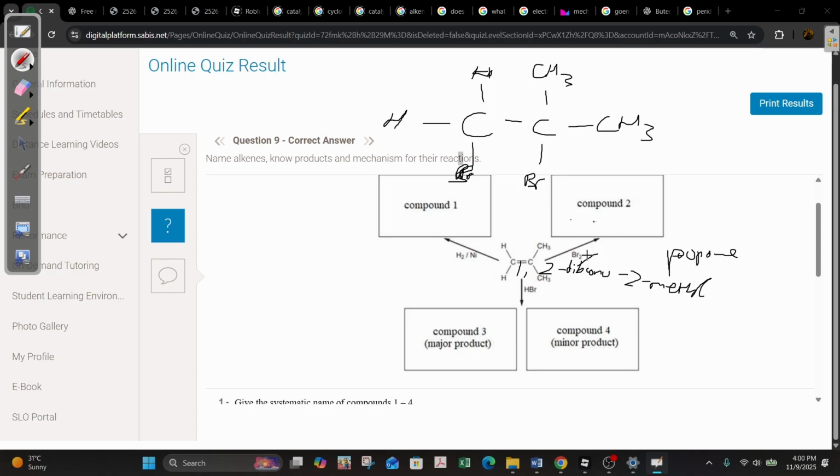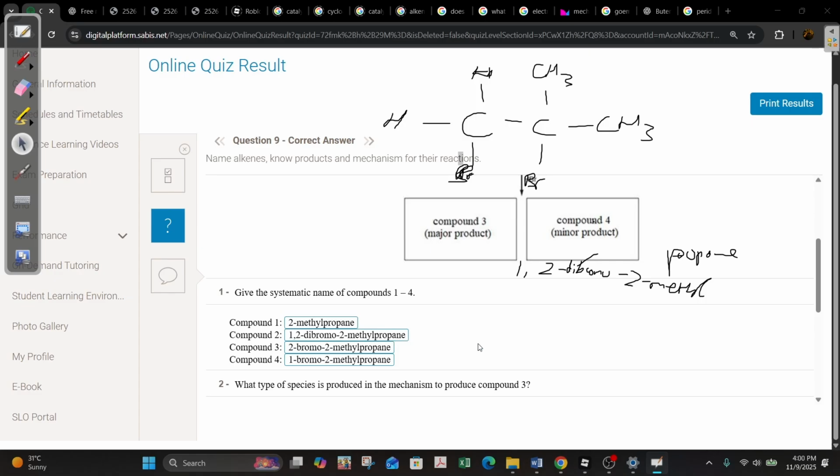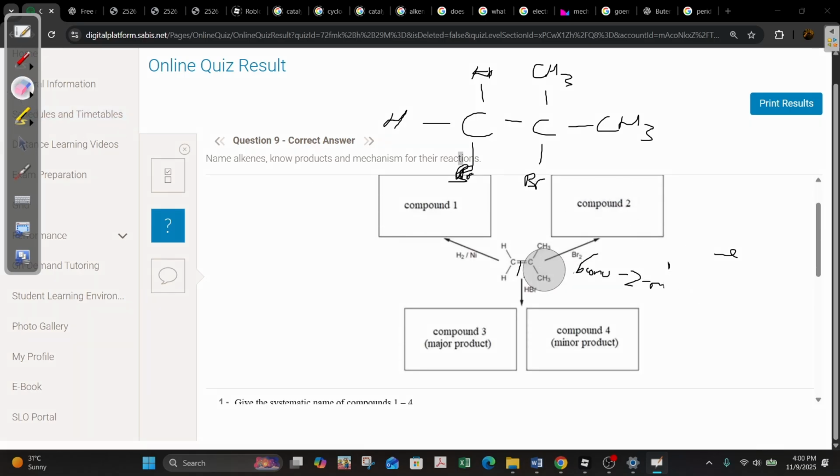So you start with alphabetical order. So bromo, then methyl, then propane. So 1,2 dibromo 2 methyl propane. There you go. All right, next.